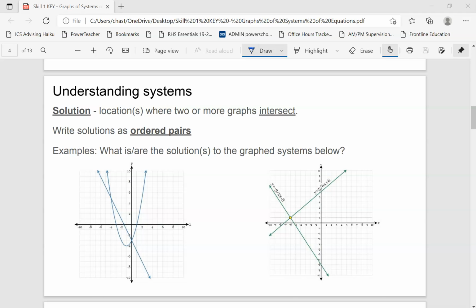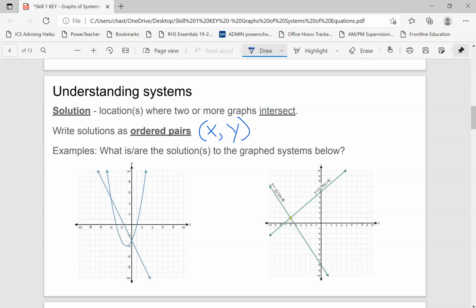So, starting with understanding systems, the first thing we need to know is that a solution is a location or locations where two or more graphs intersect. We write our solutions as ordered pairs. So remember the notation we would use. We would use x comma y with parentheses around them.